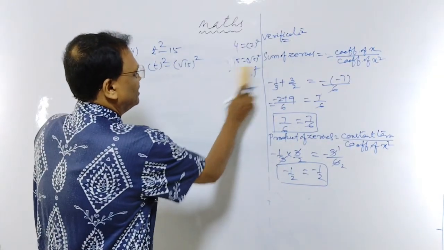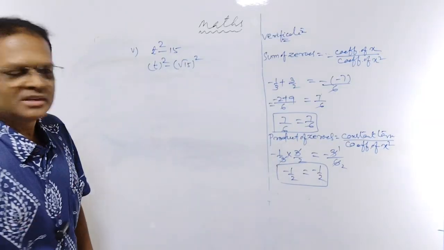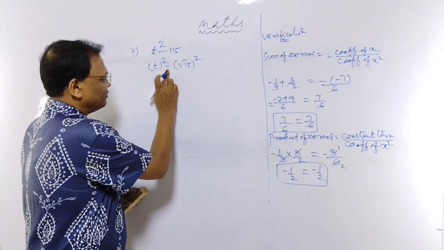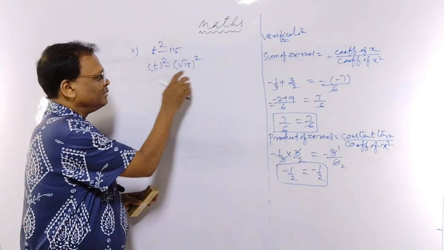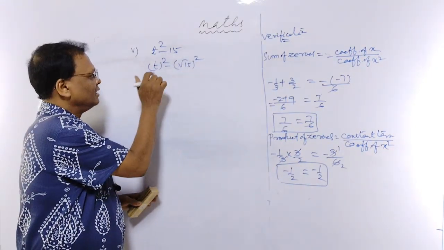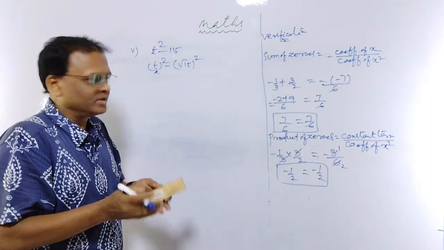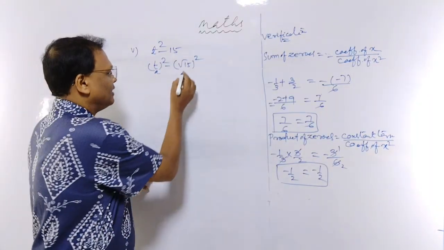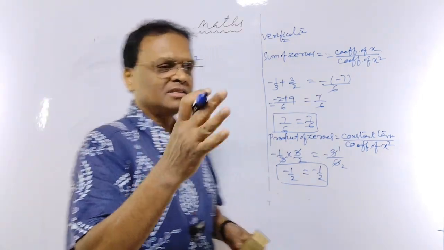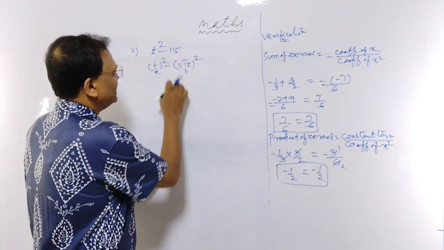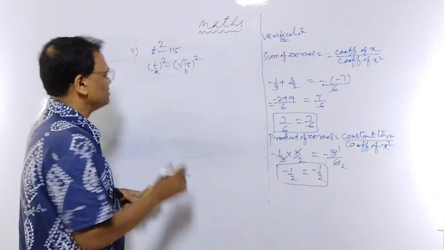So now let's continue. While writing in this way, I am getting it in the form of a square minus b square. What is my a? My a is t and my b is root 15. What is within the brackets, that is your a, and here it is my b. So it becomes the formula of a square minus b square. But a square minus b square formula is nothing but a plus b into a minus b.